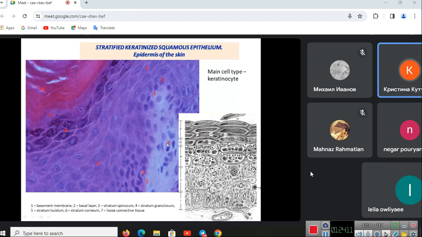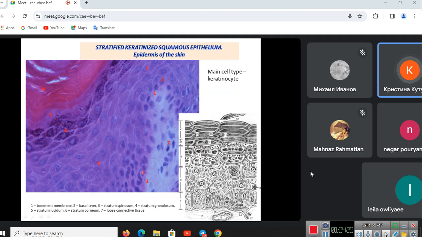Here, number 7 is loose fibrous connective tissue. So here, number 1, basement membrane. Upon basement membrane, the basal layer is located. One layer of cells located upon basement membrane.